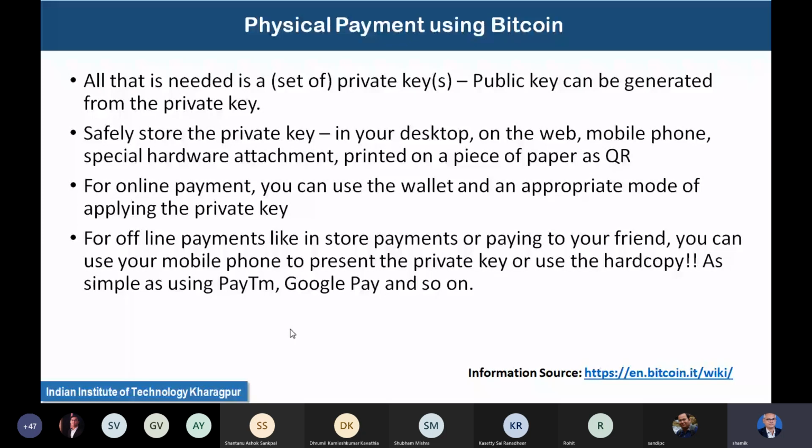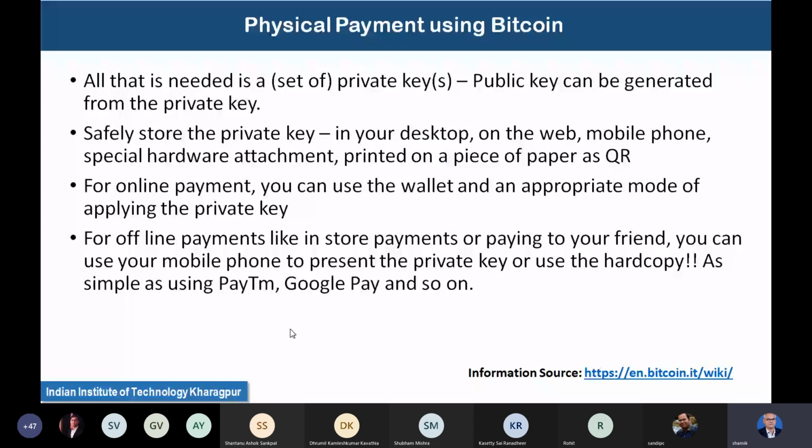Okay. Now, of course, that hardware attachment cannot work with your mobile phone. It might work with your desktop or laptop. So what you could even do is that you could take a QR code printout of your private key, okay, and you make sure that you are not losing that piece of paper.